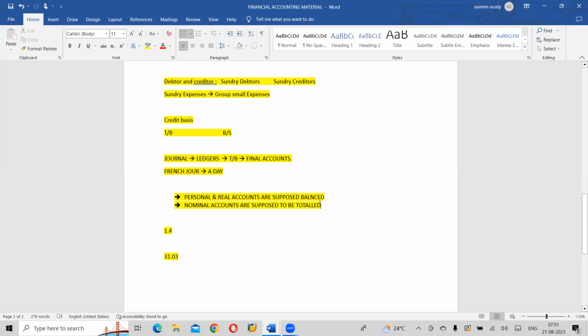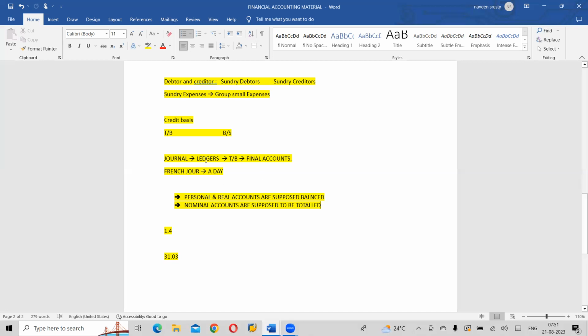For example, you purchased a computer 2 years ago with 70,000 amount. Now it got depreciated by 10,000. In your balance sheet, will you show 70,000 or minus 10,000? So it is 60,000. What is the current value of your asset? 60,000, right? That is the reason personal and real accounts are balanced. Nominal accounts are supposed to be totaled. Hope you got my point.